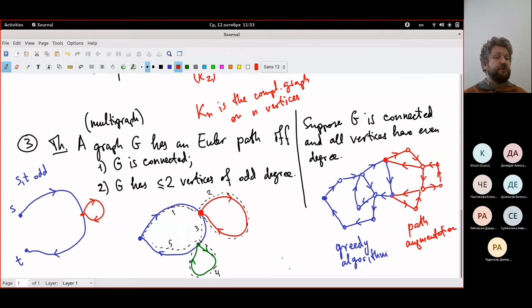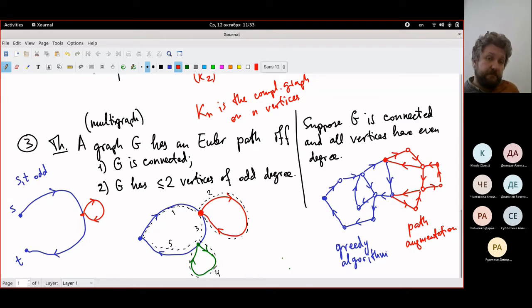So what did we obtain from this theorem? Well, first we proved the theorem, and this theorem validates task number three, that given a multigraph, you can decide whether it has an Euler path. Because you can just check these two conditions. If they are both satisfied, the Euler path exists. If not, then it doesn't exist. And second, this theorem gives you an algorithm for finding the Euler path, right?